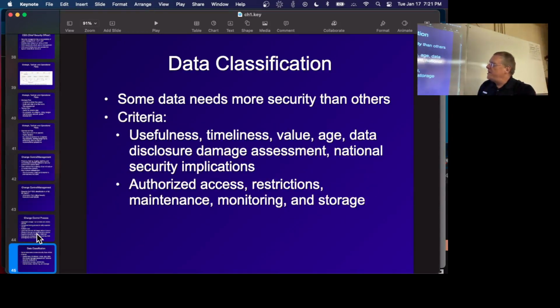All right, then data classification. This is all over the news now. Again, every president seems to make the same mistake of mishandling classified data. So you've got to decide how important data is to you.